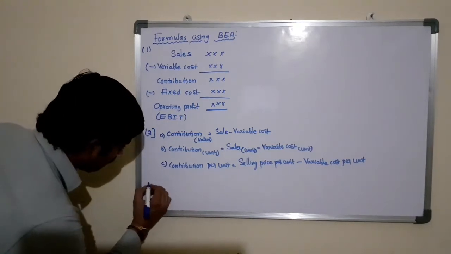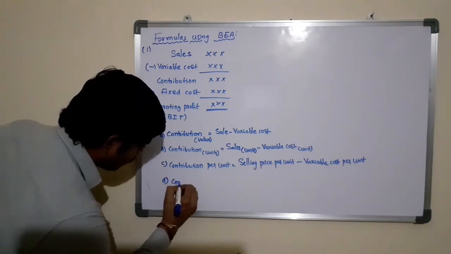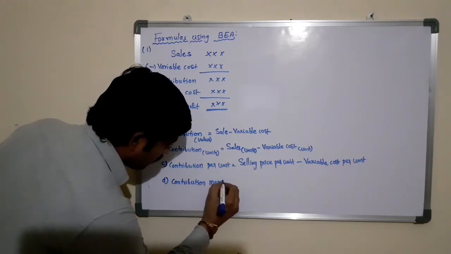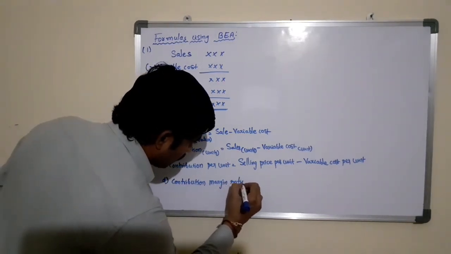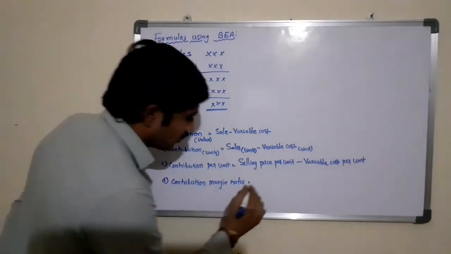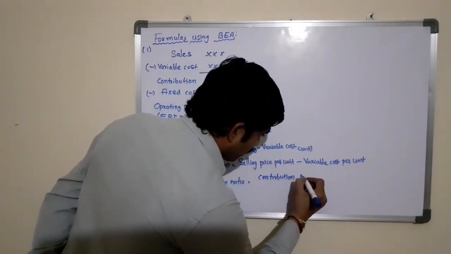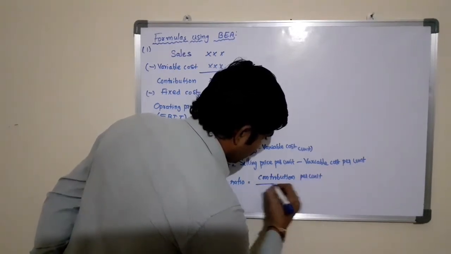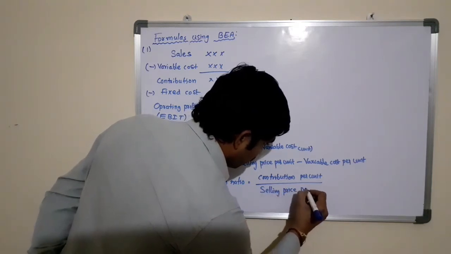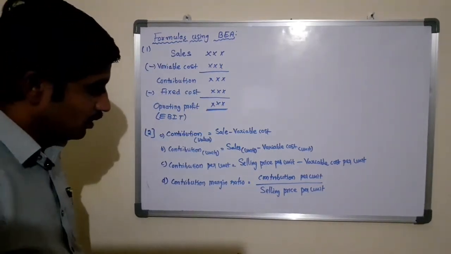Next, contribution margin ratio. The formula for calculation of contribution margin ratio is contribution per unit by selling price per unit. This is the formula for calculation of contribution margin ratio.